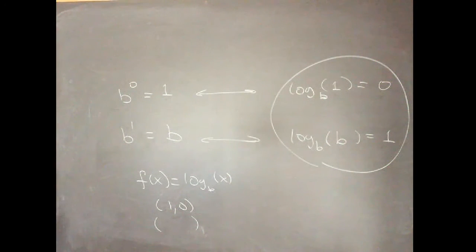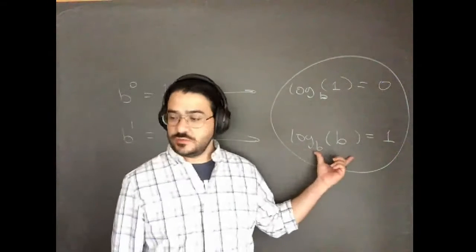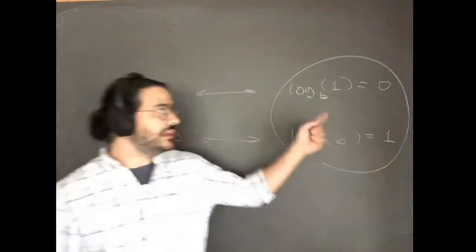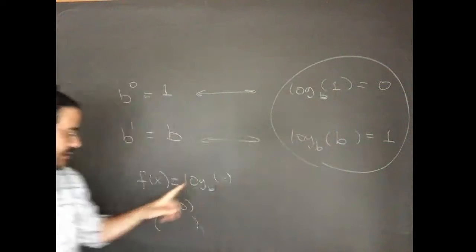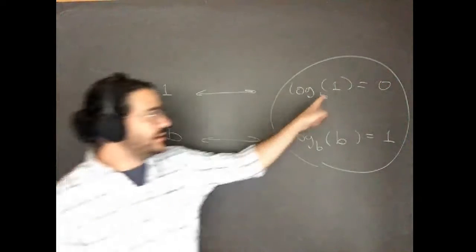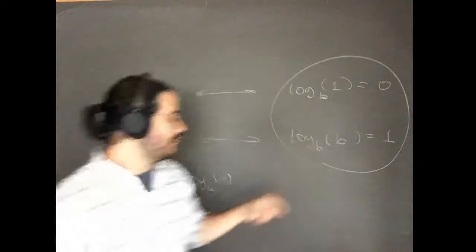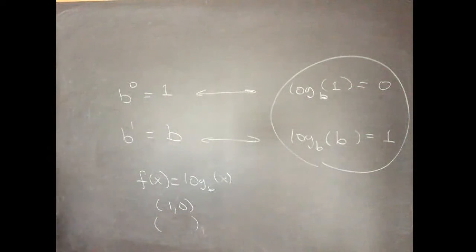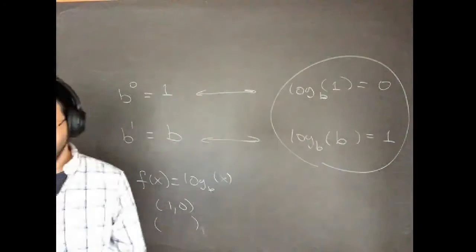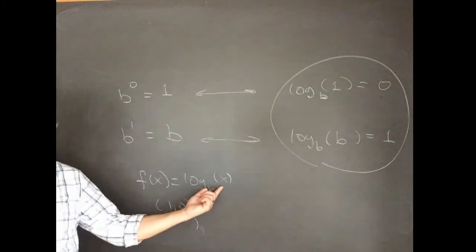Well, it's not going to be just 0, 1, so it depends on some value of b. We want to know what we are plugging in for x and what the y value is. Here the input was 1, and the output of the function was 0. So 1, 0 is on the graph. Well, the input here is going to be what? The input of the function is the x value.